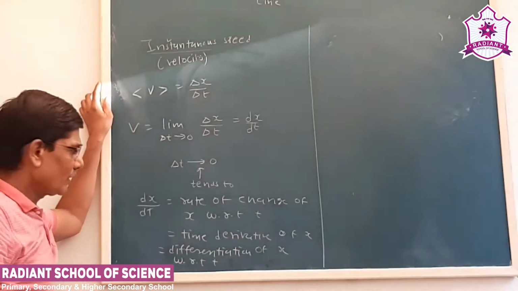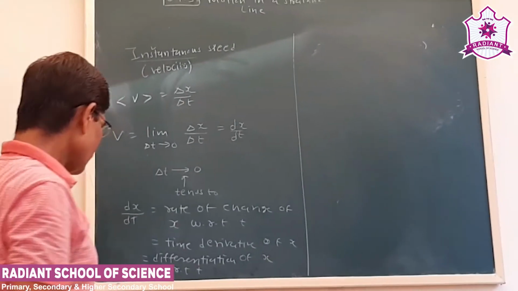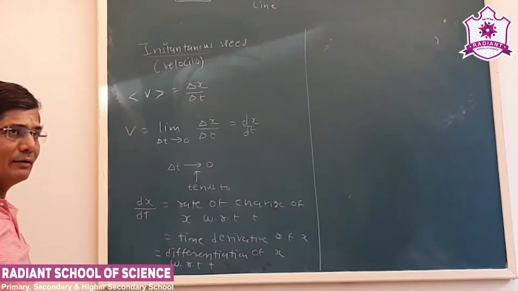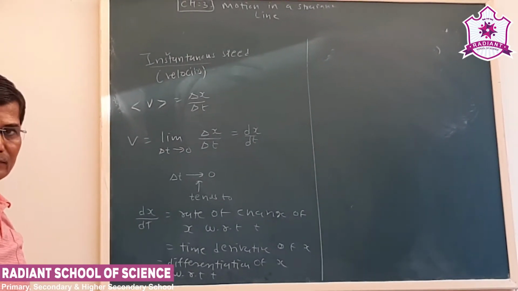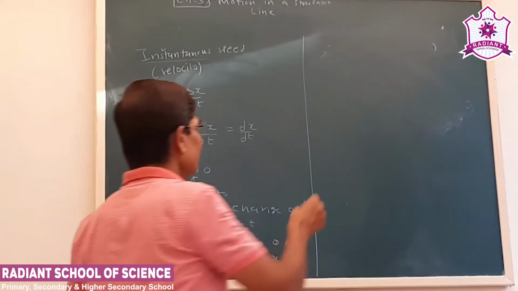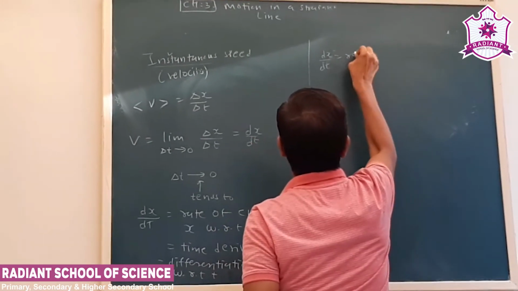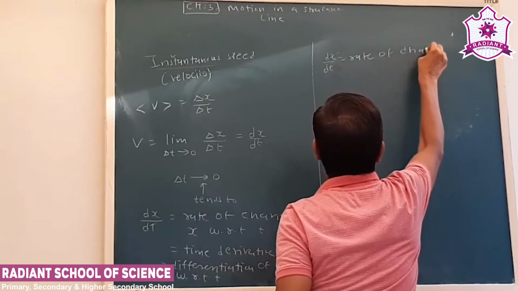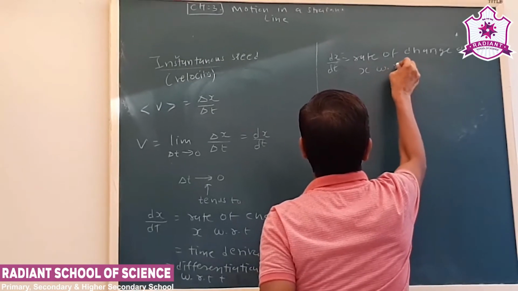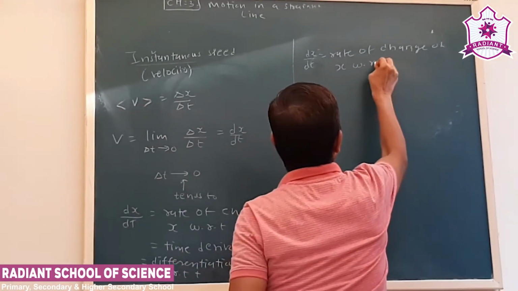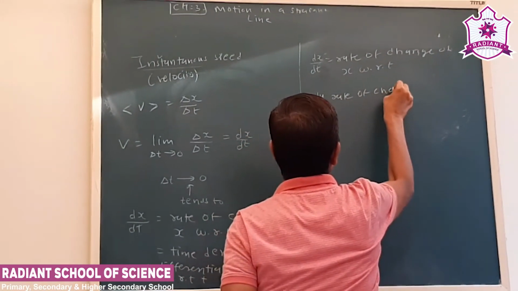Now see here, x is a position or displacement and t is a time. Now see, to study derivatives in detail you will have mathematics chapters, but right now we start with some basic calculus. Now see, dx upon dt represents the rate of change of x with respect to t, or if it is dy by dx, the rate of change of y.